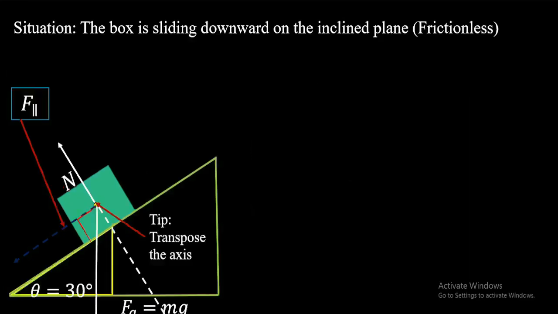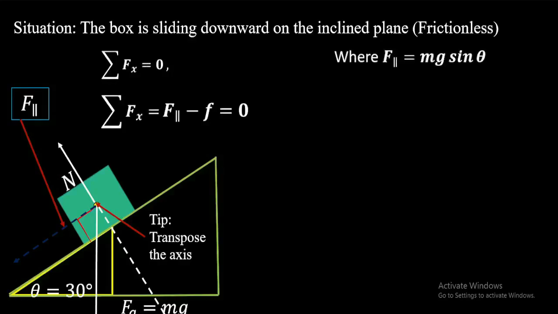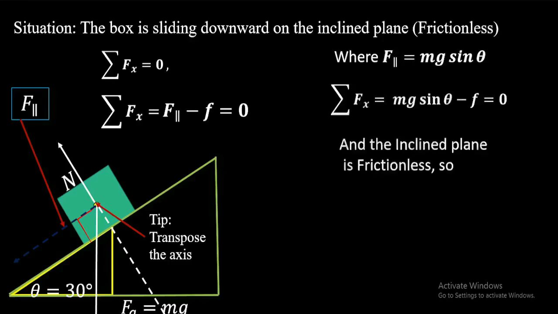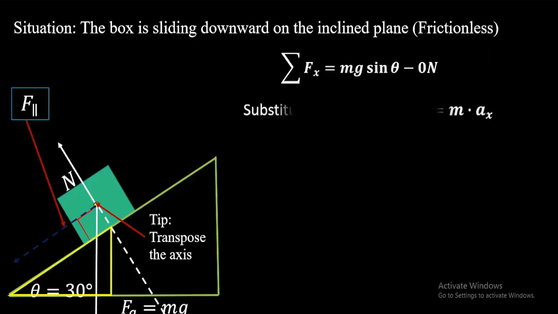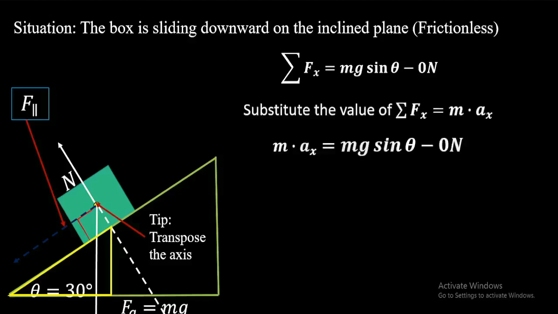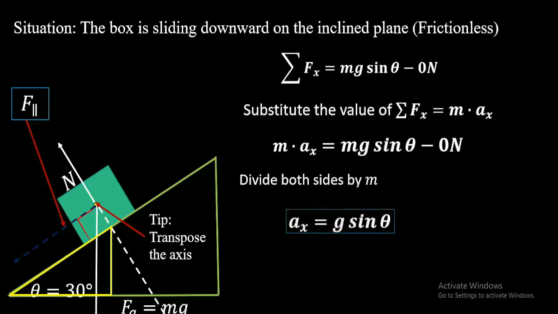We can now calculate the acceleration along the inclined plane, where the force parallel to the inclined plane is given by. Because the surface is frictionless, the equation becomes, using Newton's second law, we have, divide both sides by m. The acceleration along the inclined plane is given by.